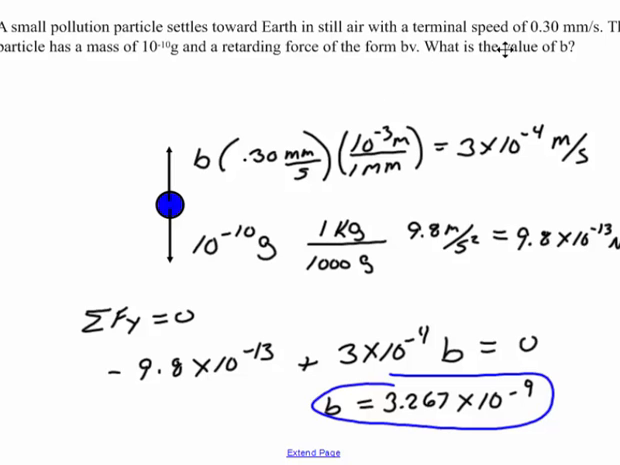Again, since you have terminal speed, the summation of forces in the y direction equals 0. Just take your mass times gravity here, which I did. Set your BV equal to that, because the summation of forces in the y has to equal 0. I solve for B, and I get B as 3.267 times 10 to the minus 9th.